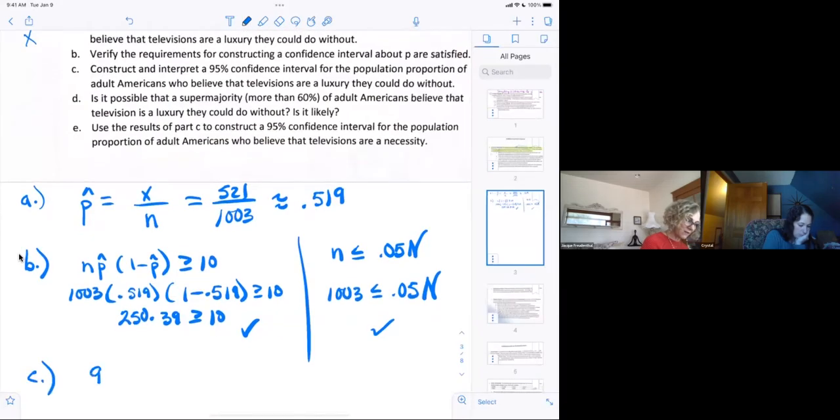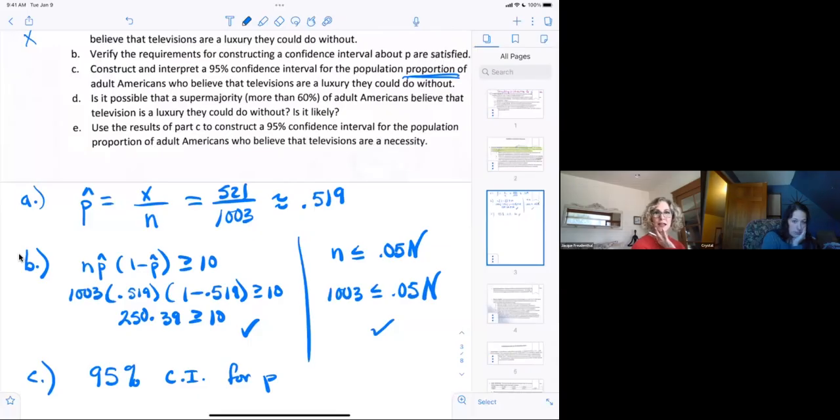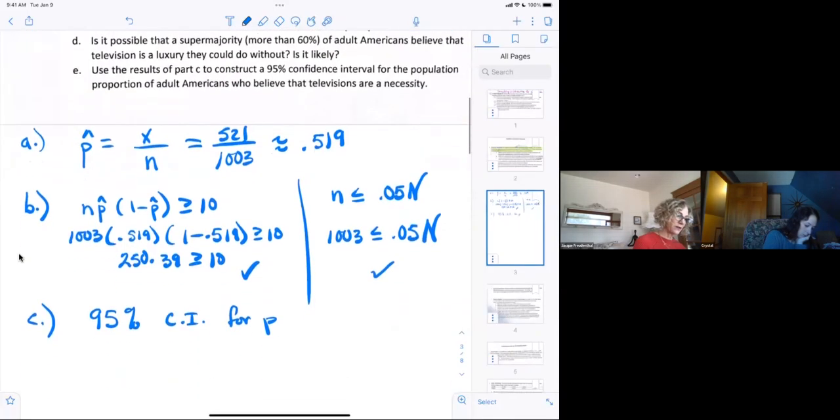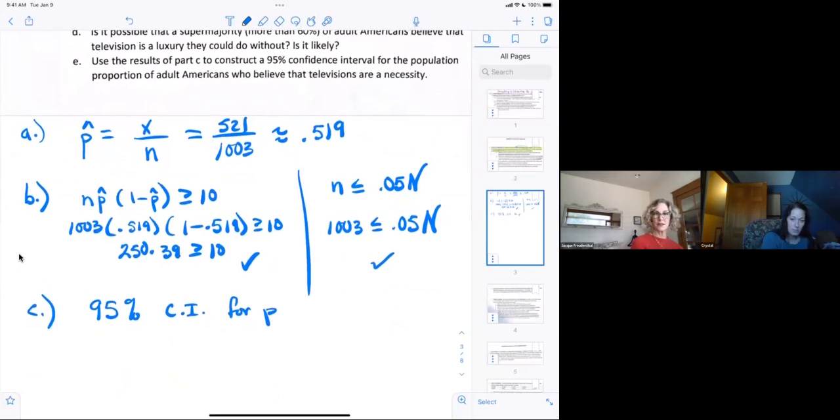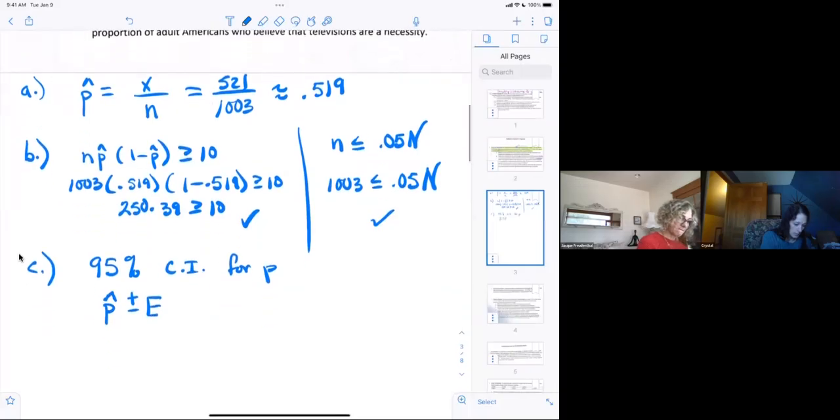Okay, so we're looking at a 95% confidence interval for the population proportion, for p, of adult Americans who believe that televisions are a luxury they could do without. So in order to construct that, it met the characteristics of a normal model. So now we know that we're looking at p hat plus or minus the error. So I already have my p hat, 0.519, plus or minus this error.